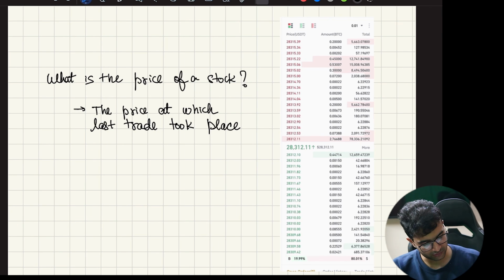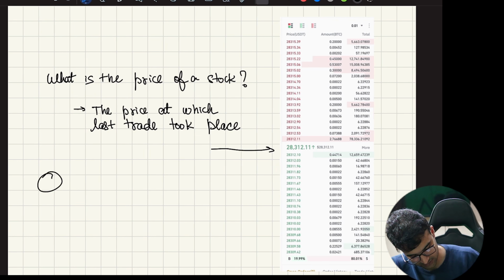All right, the next question you might have is, what determines the price of a stock? If someone says Google stock is worth 200 rupees today, what does that even mean? Is it the average of the Google stock that people bought in the last 1 year? Is it the average of the last 1 day? And the answer is no. The price of a stock is literally the last price at which an order happened.